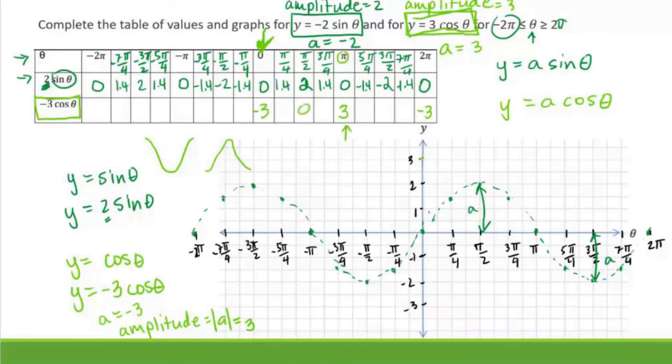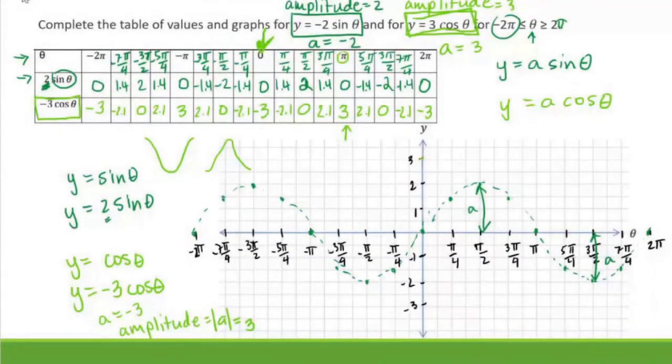In between, at the quarters, that's where we'll cross a 0. 0 times anything is still 0, so those are still there. And then finally, try these ones. We get -2.1, 2.1, 2.1, and -2.1. Try filling in the whole table of values from 0 to 2 pi.